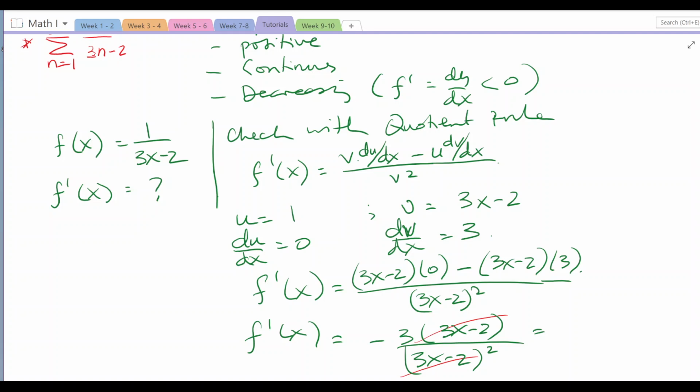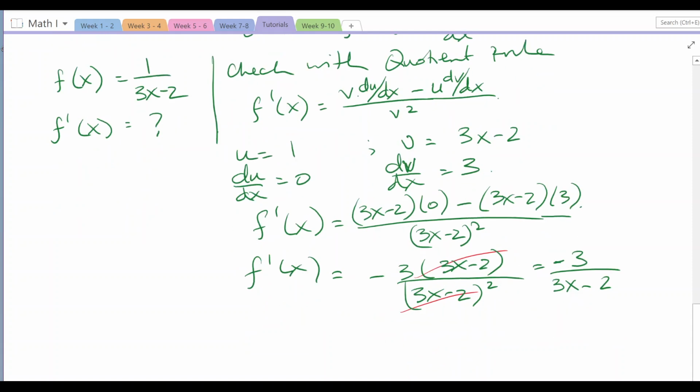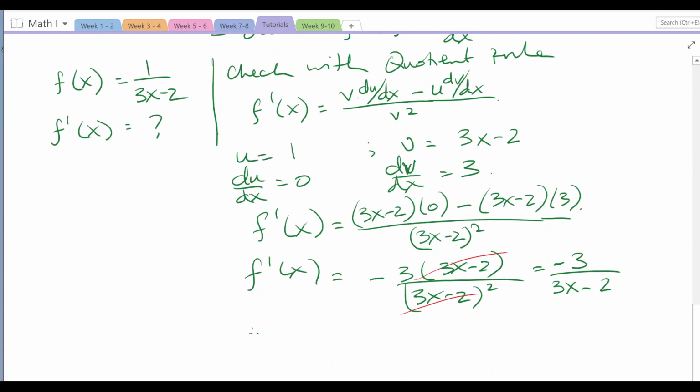It simply gives us negative 3 over (3x minus 2) squared. But don't forget, there is a negative sign, which indicates that the function f of x has a decreasing gradient. So it fulfills the requirements for the integral test.